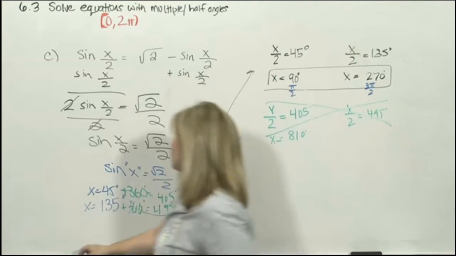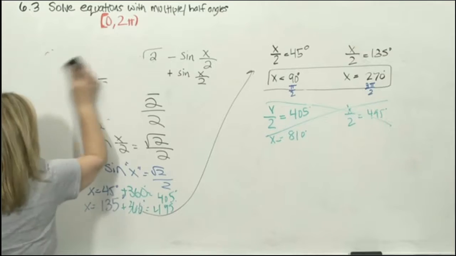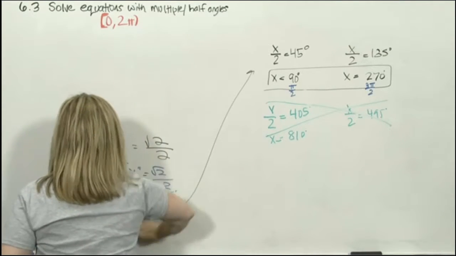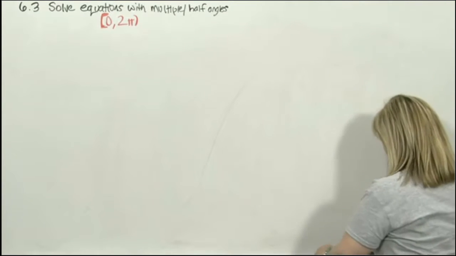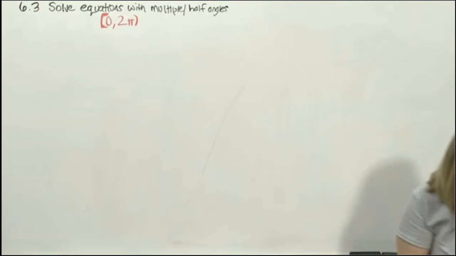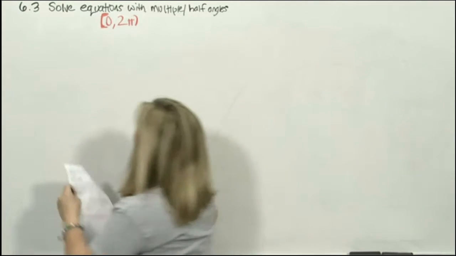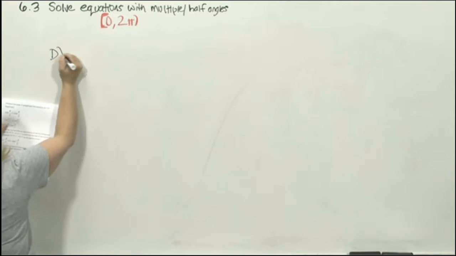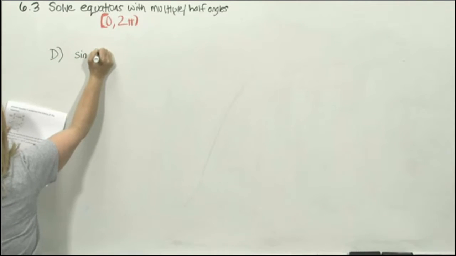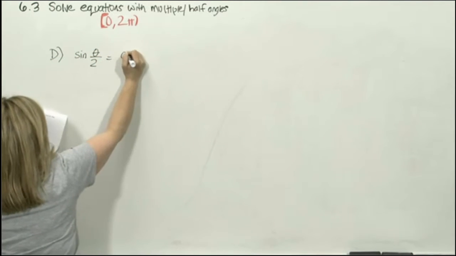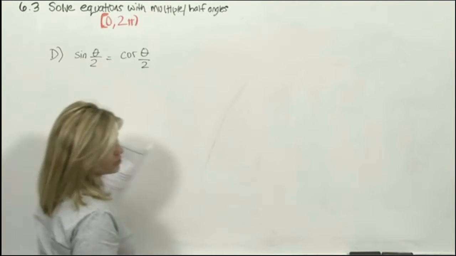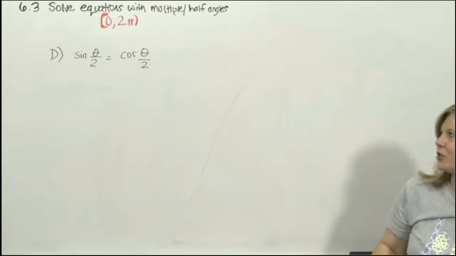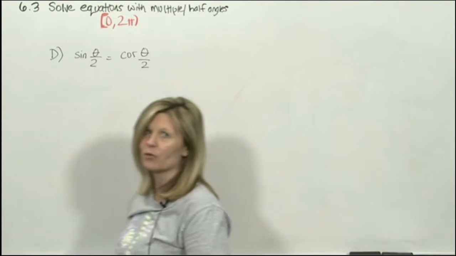All right, let's look at one more. The last one. All right, let me get my notes. All right, the last equation we want you to solve is sine theta over 2 equals cosine theta over 2. I apologize.